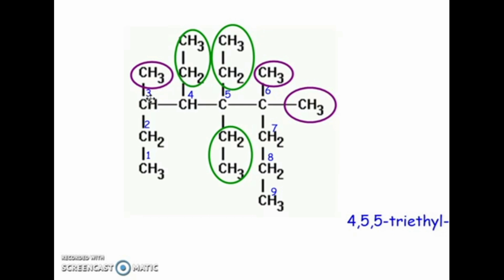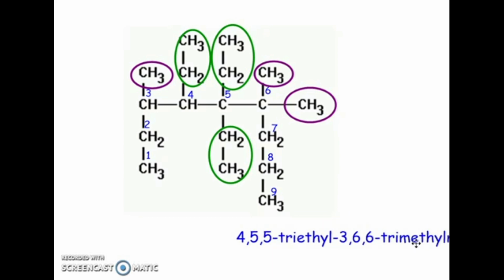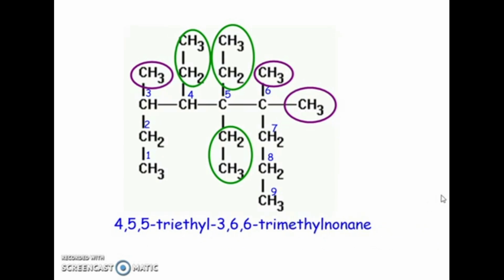Then for the methyl groups, we have carbon 3, carbon 6, and carbon 6. So 3, 6, 6, tri because there are 3 of them, methyl because there's 1 carbon in each of those chains, and then a total of 9, so nonane. So this is 4, 5, 5 triethyl, 3, 6, 6 trimethyl nonane.